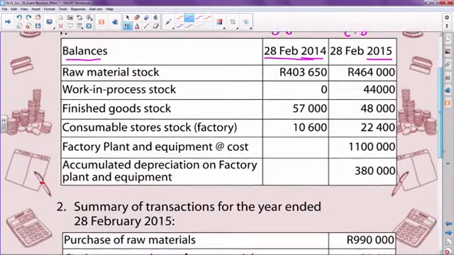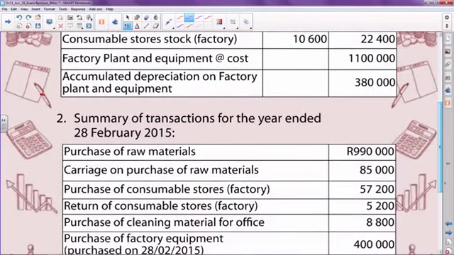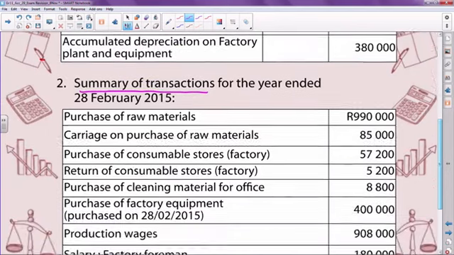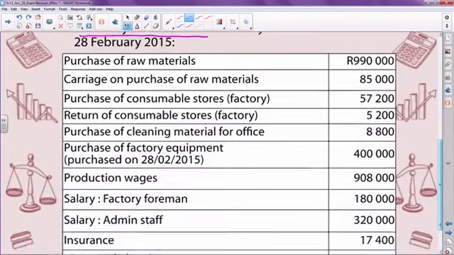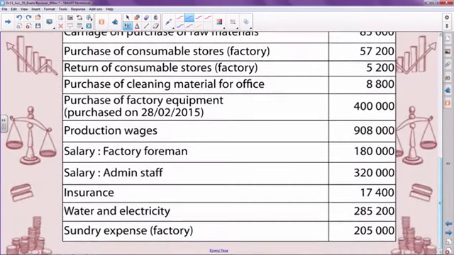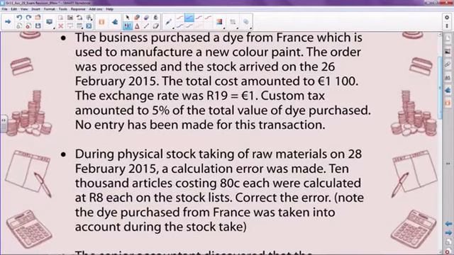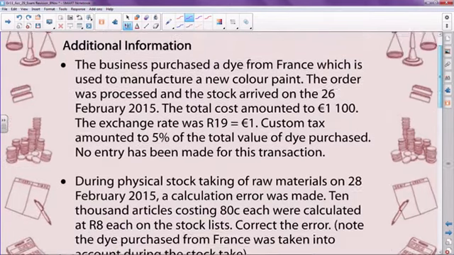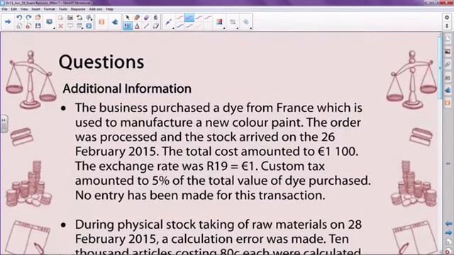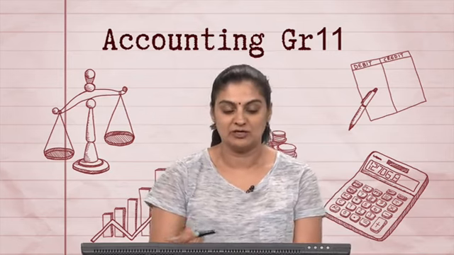So if I scroll down, I'm also given a summary of transactions for the year ended 28th of Feb 2015. So in other words, for the entire year, I'm given a list of transactions. And once again, we'll look at this in more detail as we complete the questions. Okay, so there's the list of my transactions for the year. Then on the next page, I've got additional information. And once again, I'm going to read through this information, probably not in much detail, but simply to highlight the key elements that will get affected by this particular information.